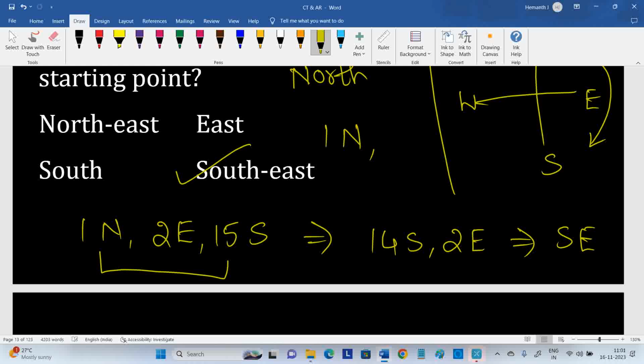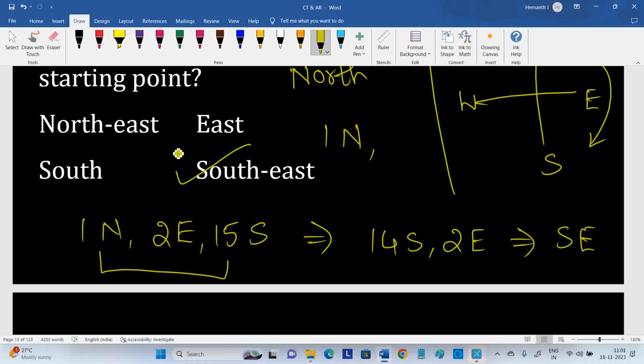This is without a diagram. With the diagram also I'll explain, don't worry. First, you started from north, you walk 1 kilometer. Then you take a right direction, walk 2 kilometers. Then you take a right direction again, walk 15 kilometers. Now you are standing at a point. From the starting point, which direction is it?